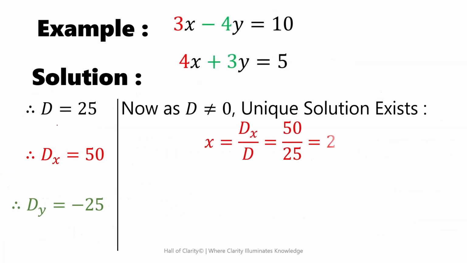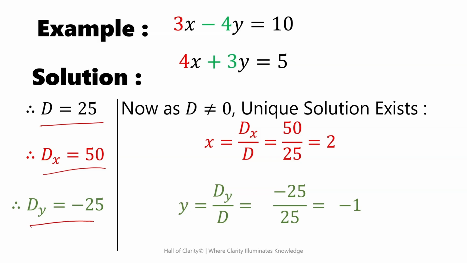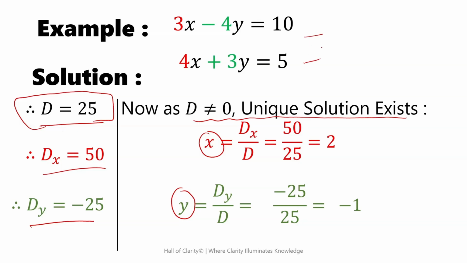Now once we get the values of D, Dx and Dy, we find out the values of x and y. Also here you can see that the value of determinant D is not equal to 0. Therefore, a unique solution of these two simultaneous equations with two variables exists. Therefore, we will find it out. So x is equal to Dx upon D. After substituting values of Dx and D, we will get 50 upon 25. So 25 twos are 50.